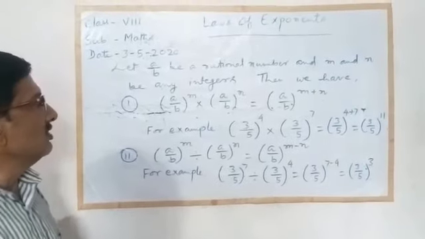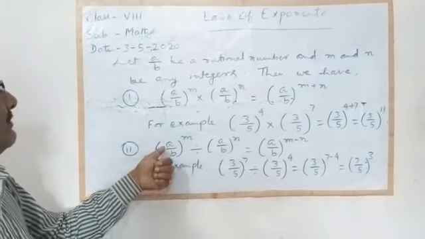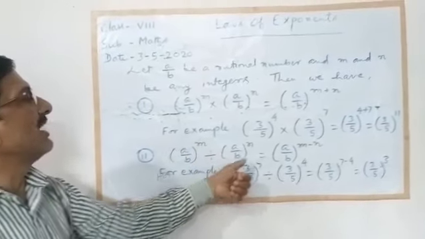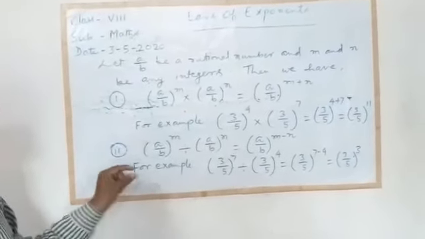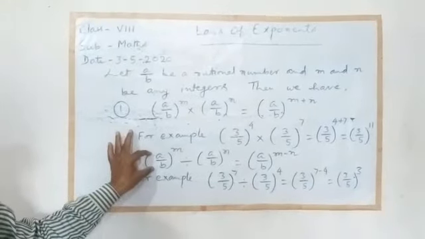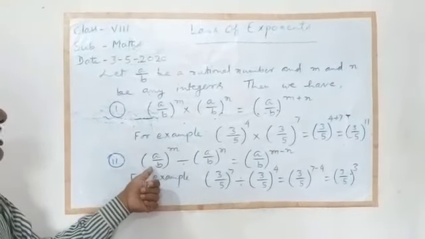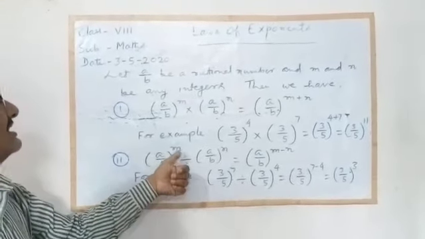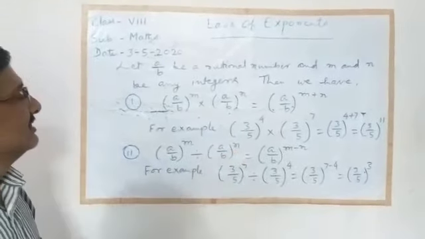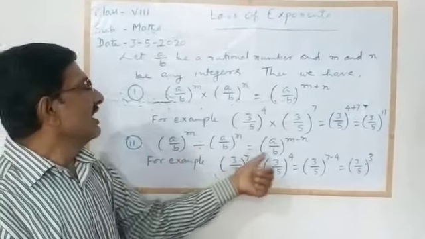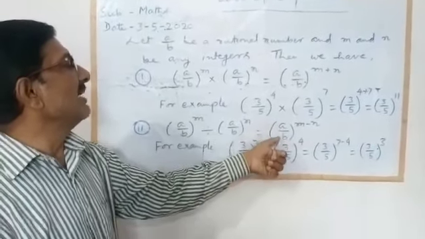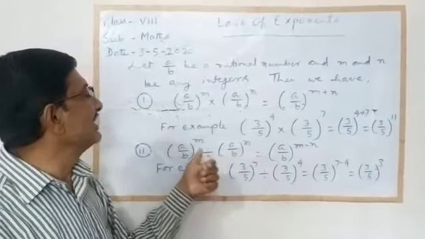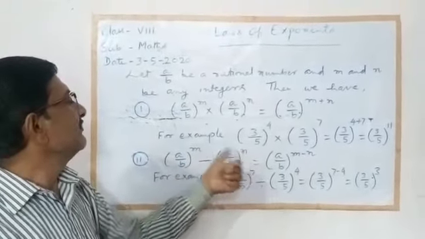In the second rule, here (a/b)^m is divided by (a/b)^n. Here also we are observing that the bases are the same, here a by b and here also it is a by b, and the integral powers are different. So here the rule will be (a/b)^(m-n). We are just deducting n from m.